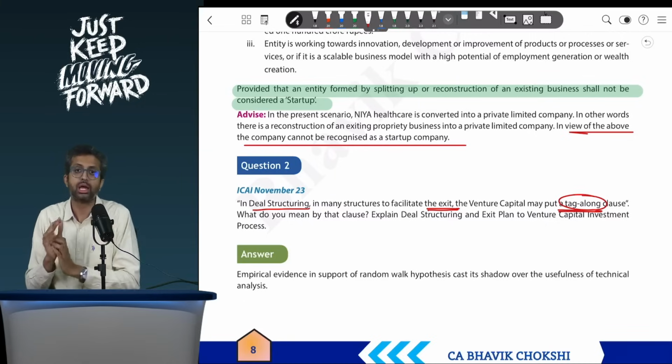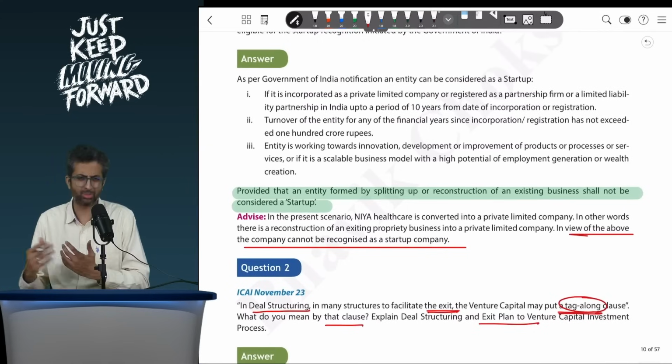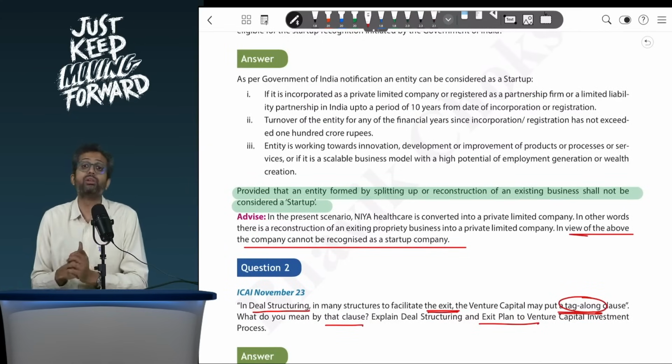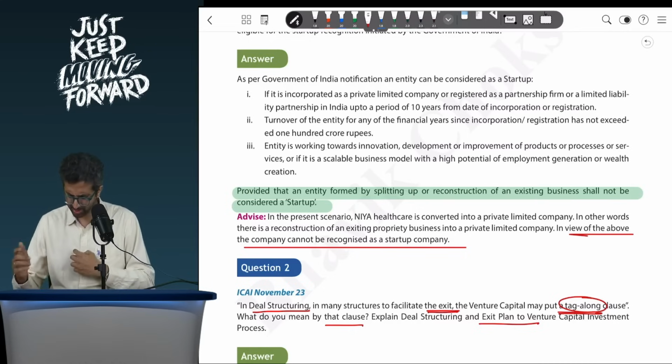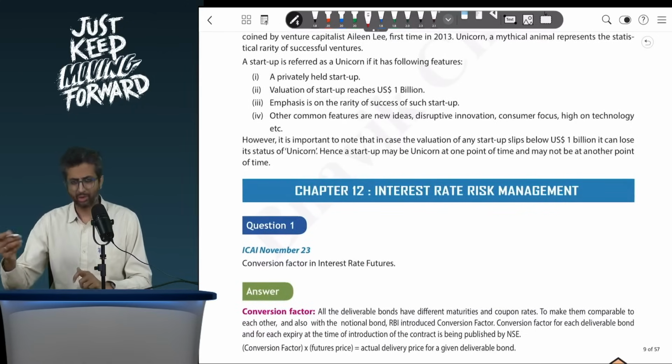It is not that you can leave the venture capital fund. What do you mean by that clause? Explain deal structuring and the exit plan for the venture capital process. So basically, deal structuring is how do you structure the deal in such a way that there's a win-win for both the buyer and the seller. I think the answer over here is printed for something else. You can refer the actual answer from the institute material of November 23.